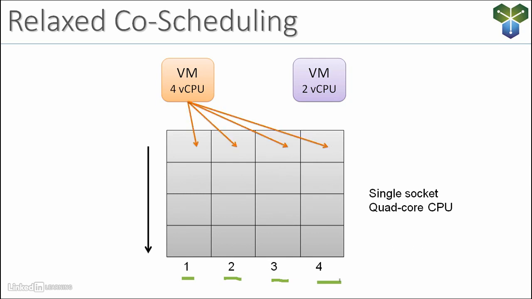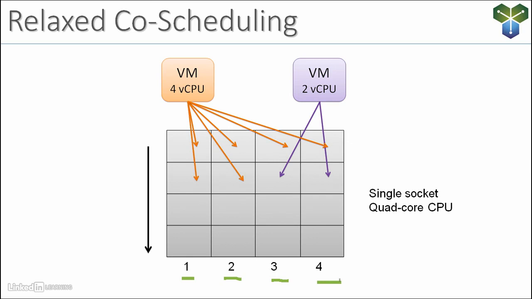The orange VM is using all of these cores in the first time slot. The purple VM has to wait. The purple VM may be ready, but it can't access any physical processor cores just yet. It has to wait until the next time slot. So far, it's really no different. Here's where the big change comes in.